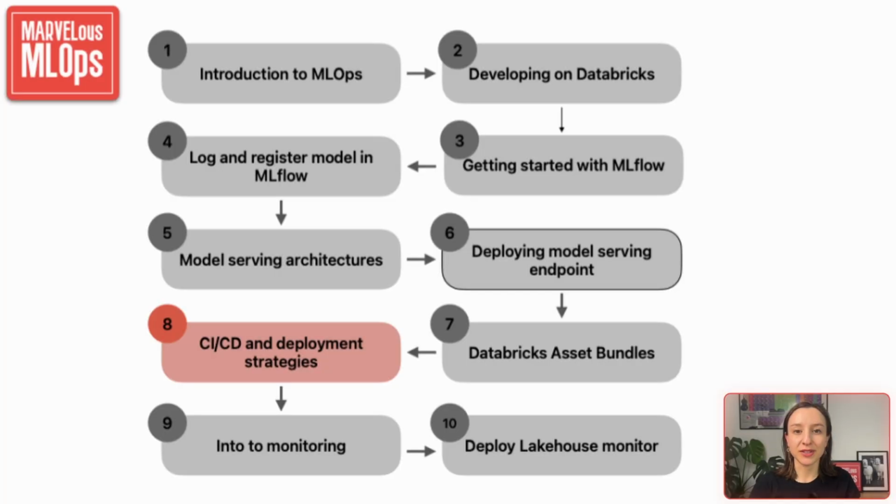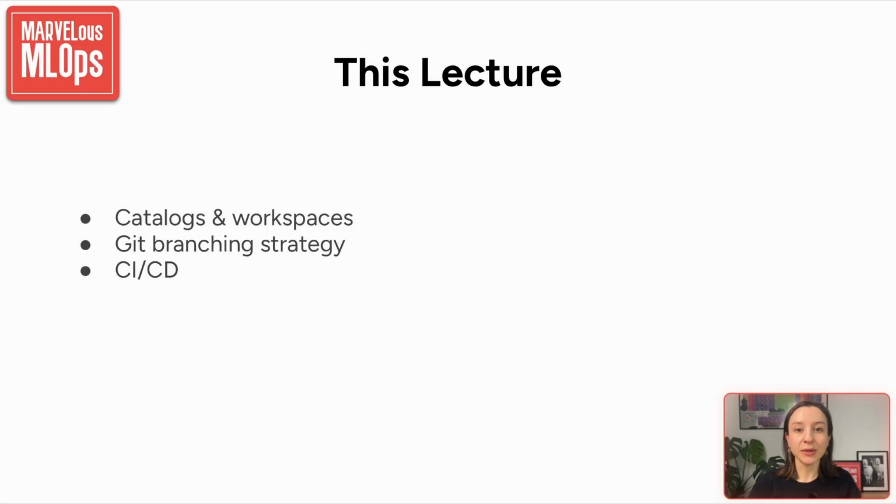In the previous lectures, we implemented machine learning pipelines step by step, including pre-processing, training, and deployment tasks. In the last lecture, we combined all these together with Asset Bundle for workflow deployment. In this lecture, we will talk about catalog and workspaces, how data and assets are organized and accessed in a structured way in the Databricks environment. Then we'll go over a common Git branching strategy and then see an example of a CI/CD pipeline.